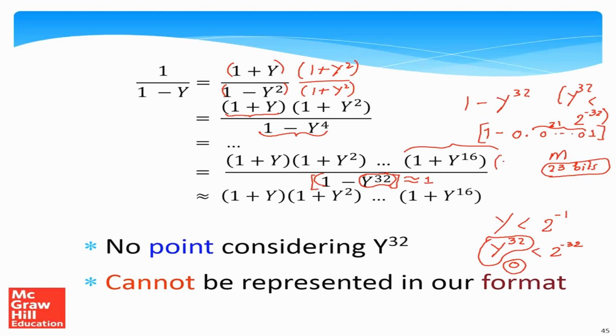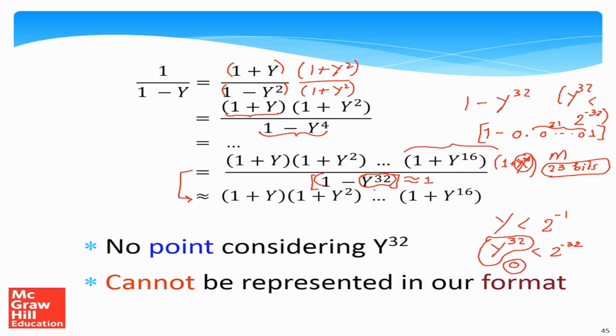For example, even if you multiply this with 1 plus y to the power 32, it will make no difference at all. The reason being that y to the power 32 cannot be represented, so it will not affect any of the other terms. Since it will not affect any of the other terms, this number is approximately equivalent to 1 plus y multiplied with 1 plus y square till 1 plus y to the power 16. So we are actually discarding the denominator.